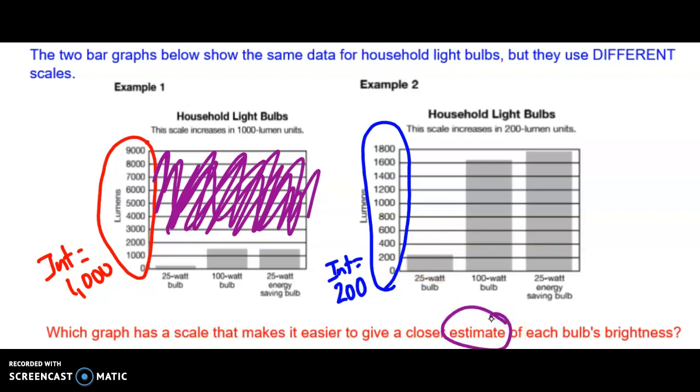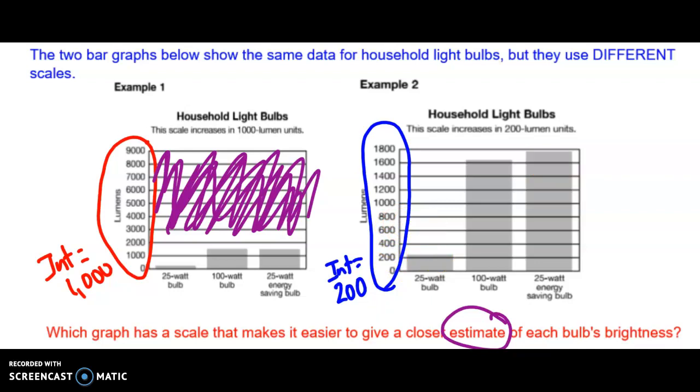Which one gives you a better chance of finding the closer estimate? So because of all the wasted space in example 1, that's why it's a bad example. But in example 2, picked a great scale. It only had to go up to 1800 because that's really close to where the highest data was, and it had a great interval of 200 apiece for you to come up with a good estimate.